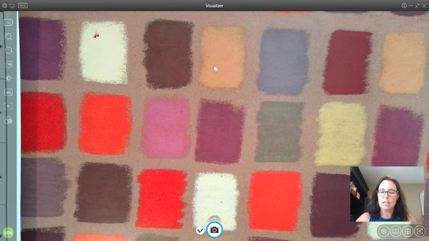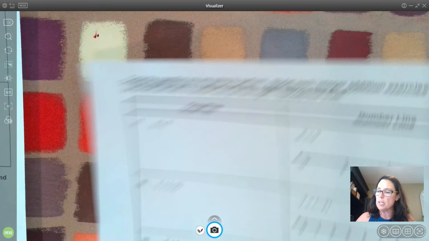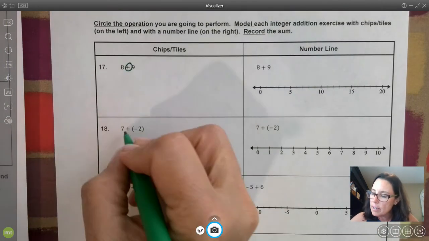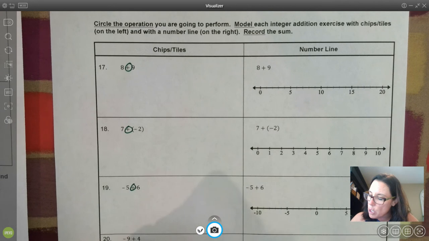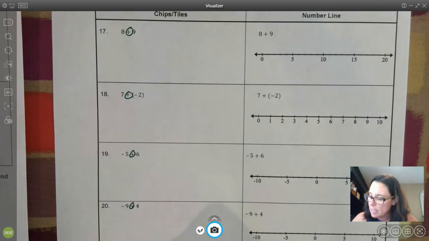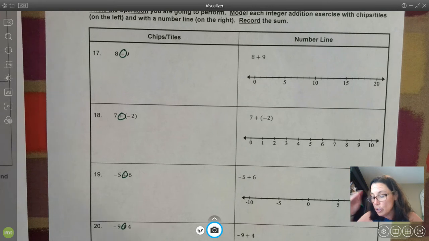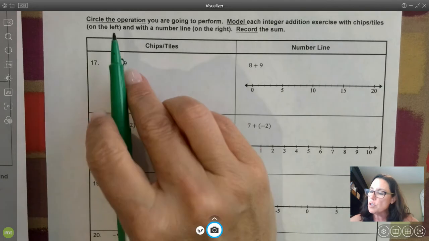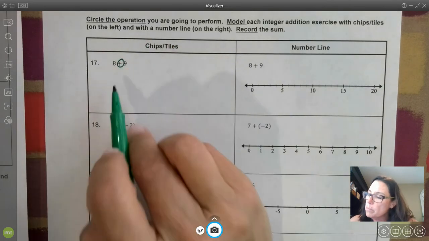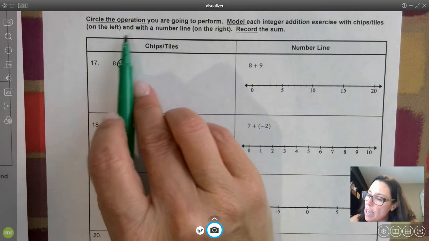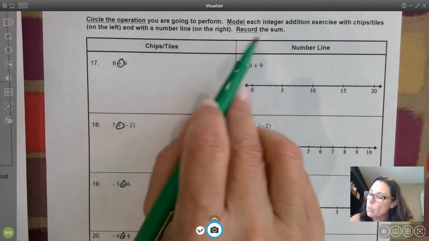has us practicing, and again, I think circling the operation seems silly right now because they're all plus signs here. But we're going to get into subtraction in the next couple days, and it's a much different process. So to alert your eyes to that operation to start is key, okay? All right, circle the operation you're going to perform. We did that. Model each integer addition exercise with chips or tiles on the left, and then with a number line on the right, record the sum.